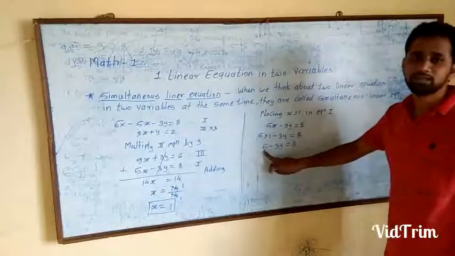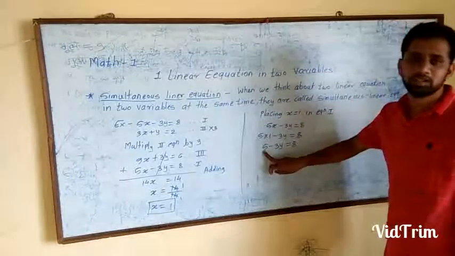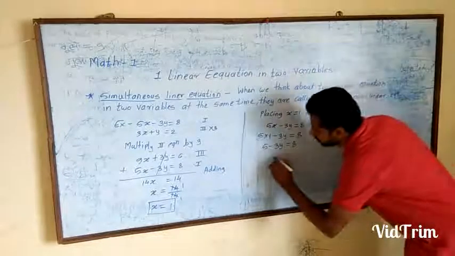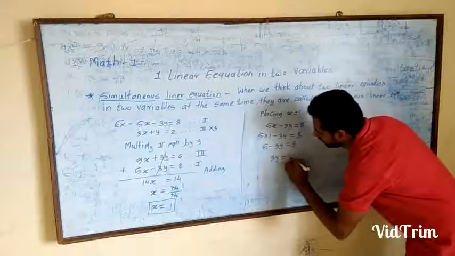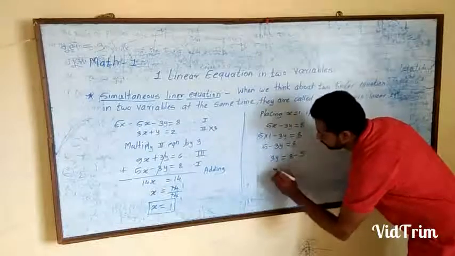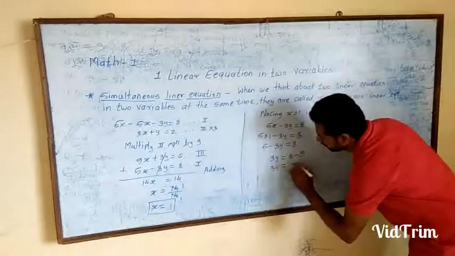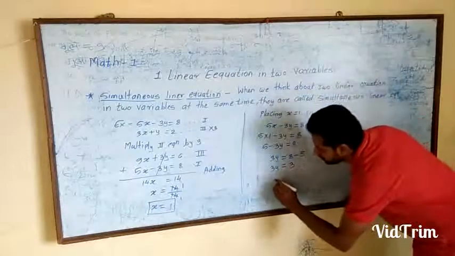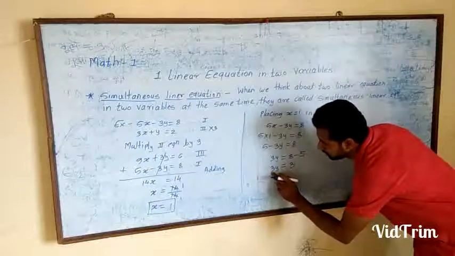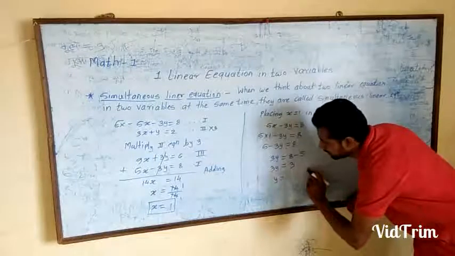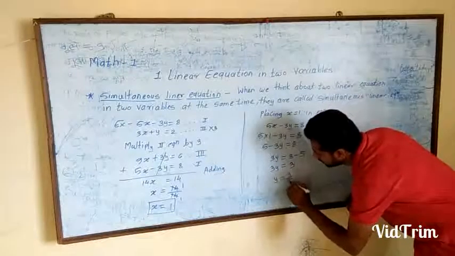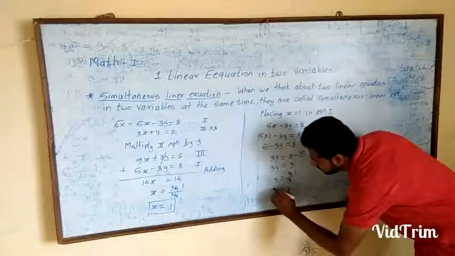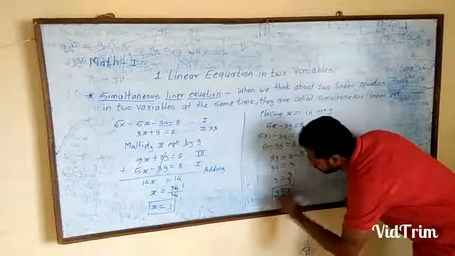This 5 is plus here. So whenever it goes to this side, it is minus. So 3y is equal to 8 minus 5. 3y is equal to 3. 8 minus 5 is equal to 3. So this 3 is multiplied here. Whenever it goes to the other side, it divides. So 3 ones are 3, 3 ones are 3. y is equal to 1. Here is the value, y is equal to 1.